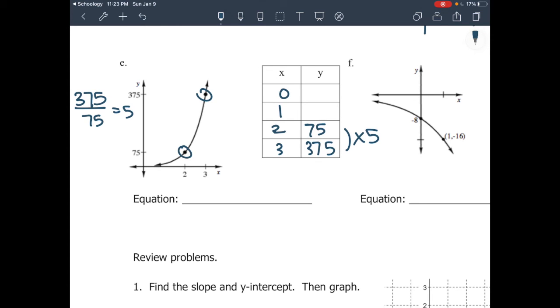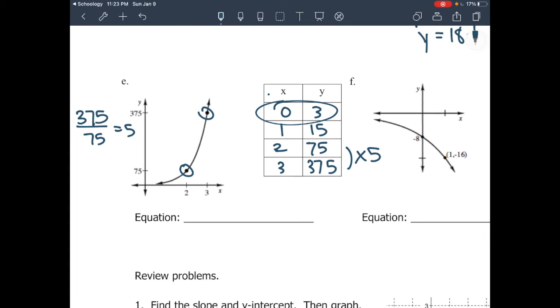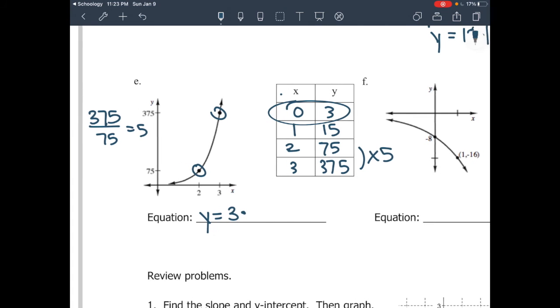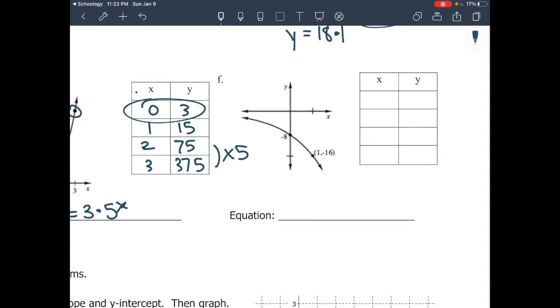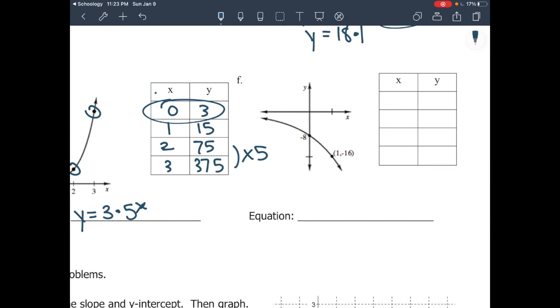Then to go backwards, I'm going to do 75 divided by 5 is 15, and then 15 divided by 5 is 3, and I had to go that far back because I needed the 0 term. So then my equation is y equals the 0 term, or the starting value, times the multiplier to the x power. Then this next one looks a little different because of the direction it's going.